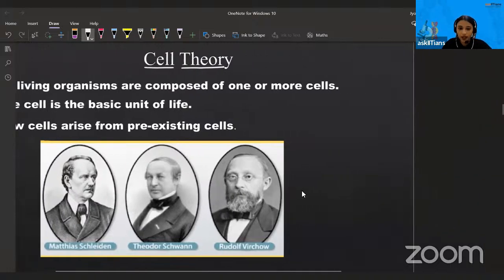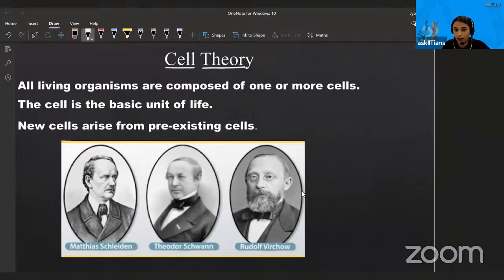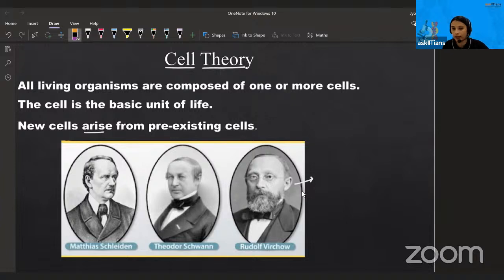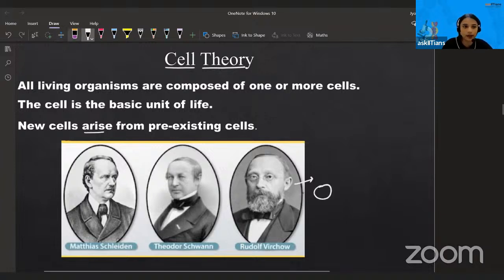Then Rudolf Virchow came into the picture, and he explained it. He said all new cells arise from pre-existing cells. But how? By the process known as cell division. When you enter a higher grade, you will study cell division. So suppose this is your cell.